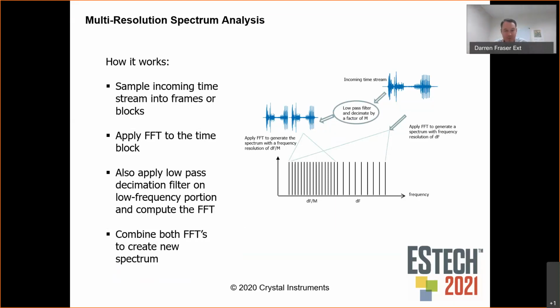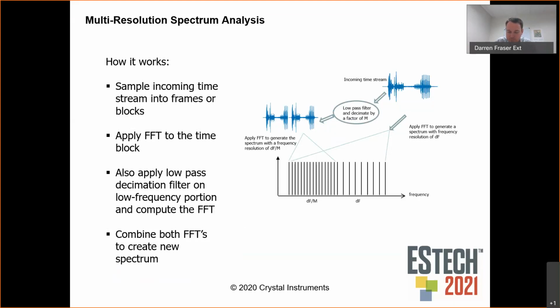So we take that original FFT that we've computed, we take the decimated block or frame of the FFT that we've computed, and then we combine both of these FFTs together so that we end up with a spectrum that has a much smaller delta F in the lower frequency while keeping the original delta F for the higher frequency of the spectrum. Now, it's a little bit more sophisticated than that, and there's a lot to this, but in short, that's what's being done computationally to achieve this result that we're calling multi-resolution spectrum analysis, or MR for short.